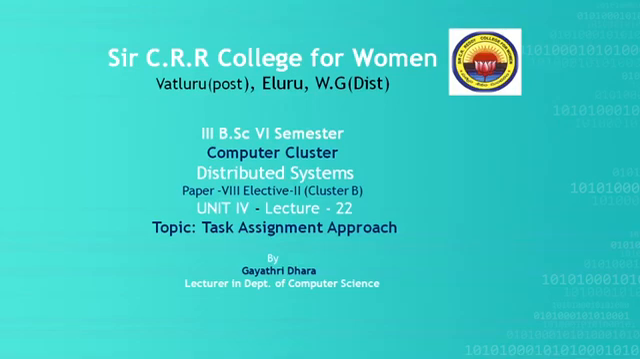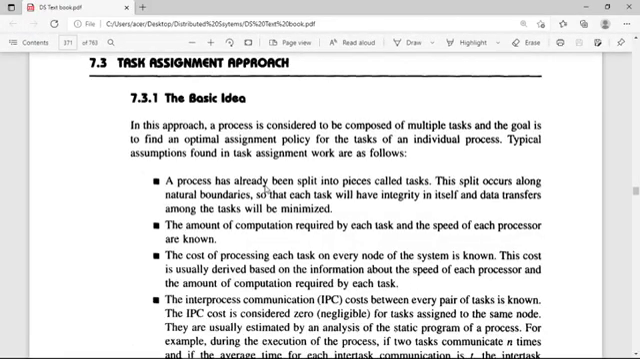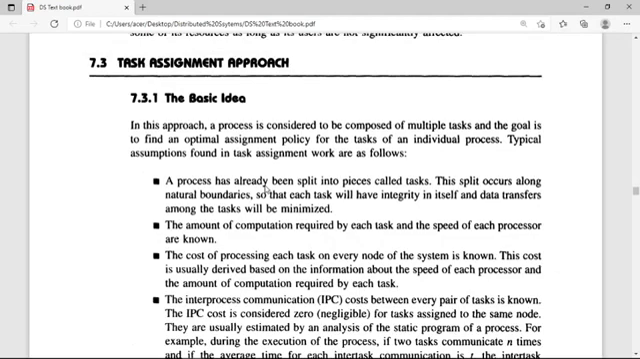Unit 4 topics are covered. As part of Unit 4, today's topic is the Task Assignment Approach. We know that in a distributed system there will be multiple tasks, so the goal is to achieve the optimal assignment policy for all the tasks.